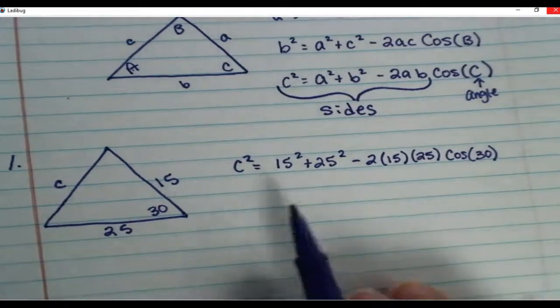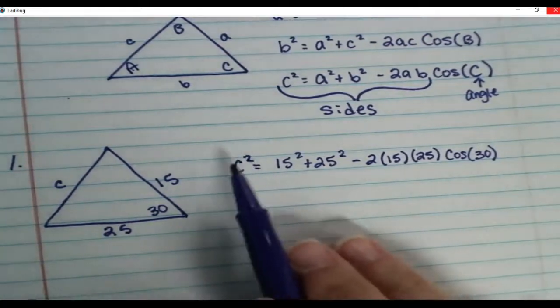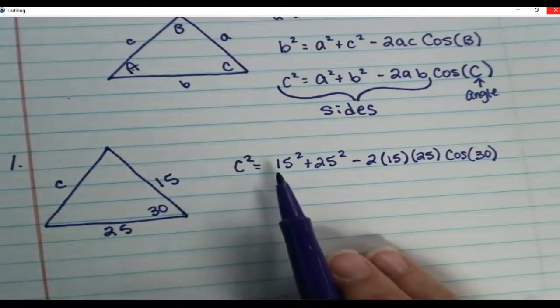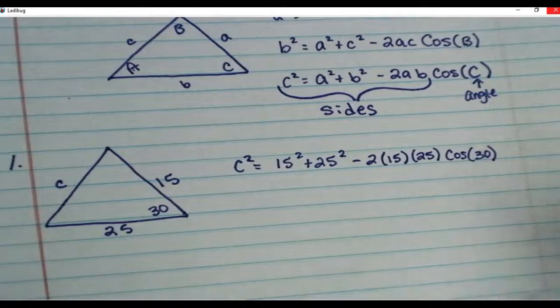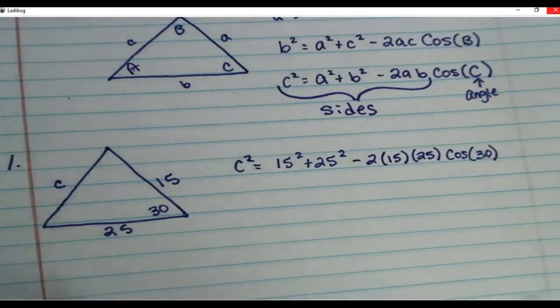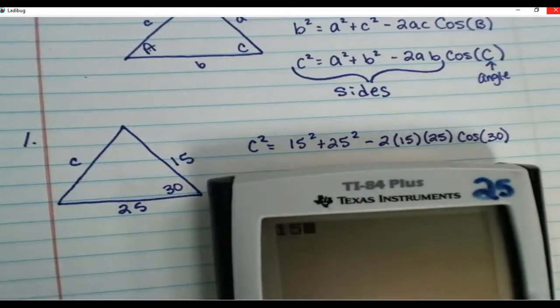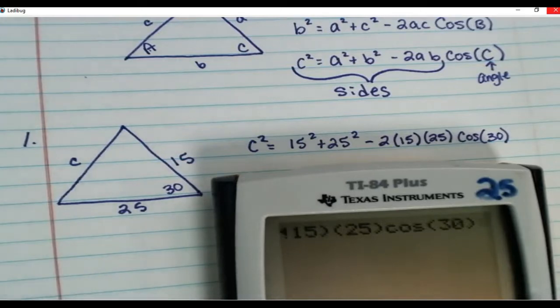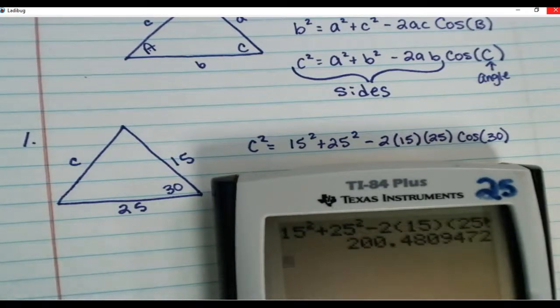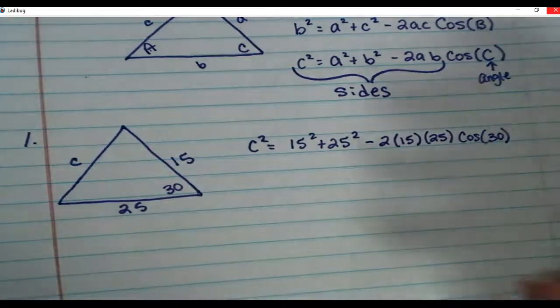Okay. So now, these are pretty easy because our variable is already almost by itself. So all I have to do is type this whole thing in my calculator. You still want to be in degree mode, so make sure of that before you type it all in. And so hopefully you get about 200.48.